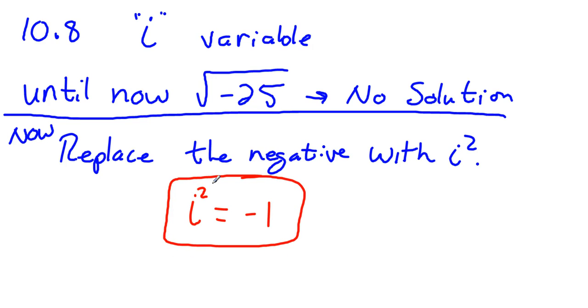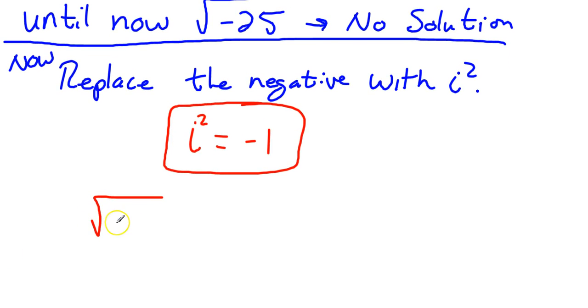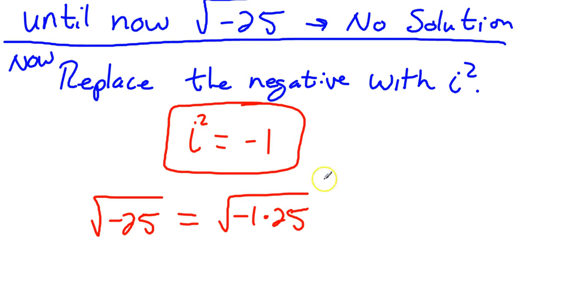Now, technically for this one, if we have the square root of negative 25, we're going to take this negative that we have here and rewrite it as negative 1 times 25, as two separate parts here. And now that you have the negative 1 times 25, you're going to take this negative 1 out and replace it with I squared.